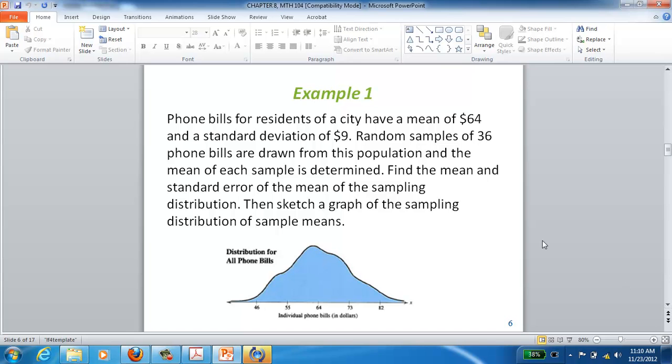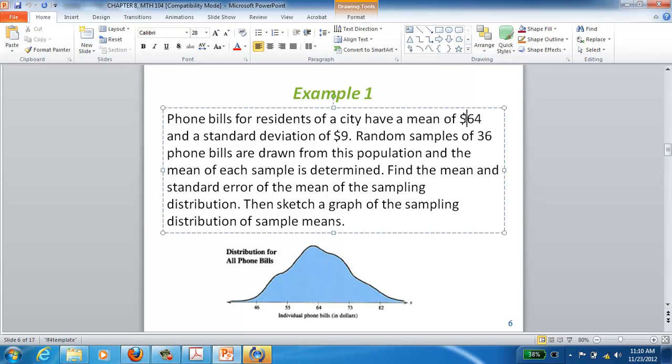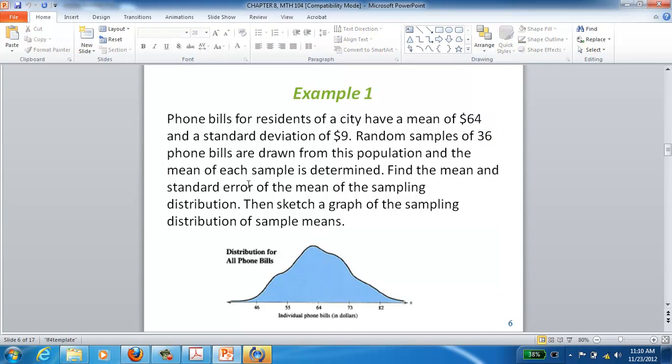Let's go to see example number 1. For example number 1, we have the population mean. We know the standard deviation is 9, and the sample size is 36, so random samples of 36. In this case, we look for the mean and the standard error. So the mean is equal to the population mean, which is 64, and the standard error will be 9 over square root of 36. And then, since we have a large sample, n greater than or equal to 30, it will follow the normal distribution. Let's go to see the solution.